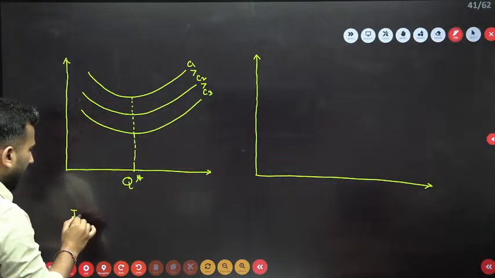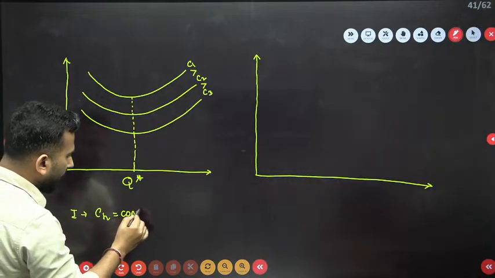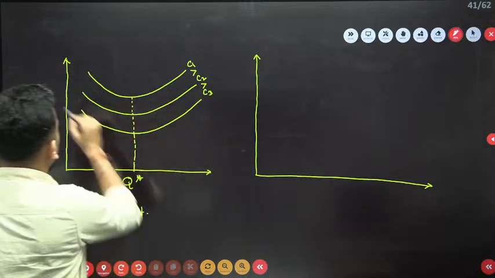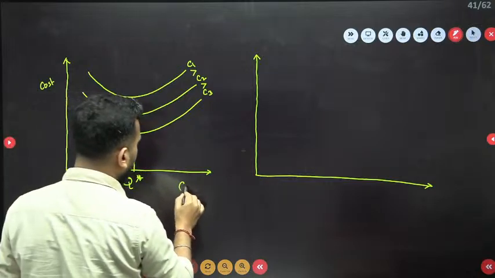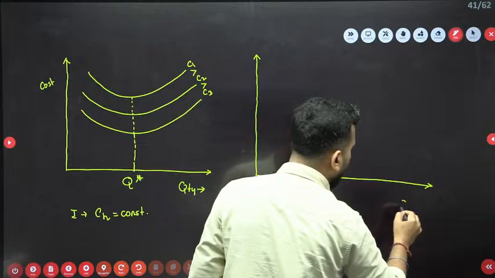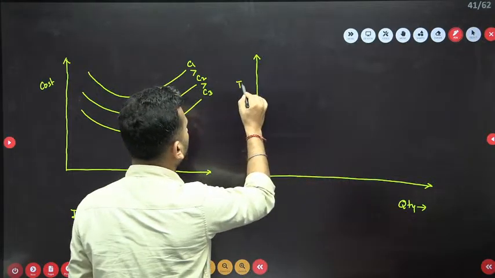Case 1 is CH is constant. Clearly I can say this is the cost curve, this is the cost on the y-axis, and this is the quantity on the x-axis. And here if I try to show you, quantity and the total cost.